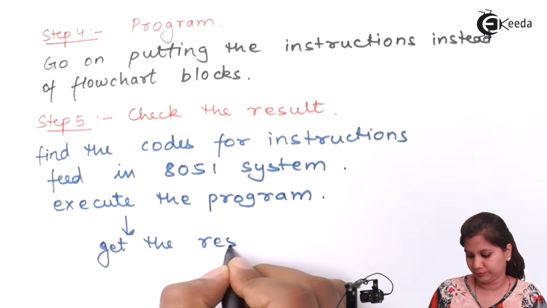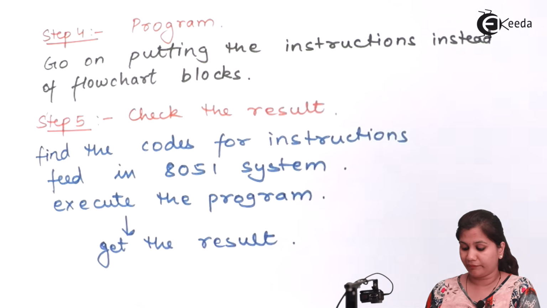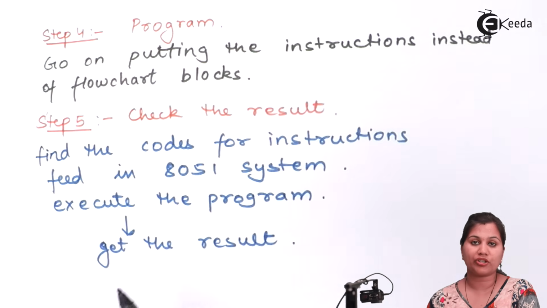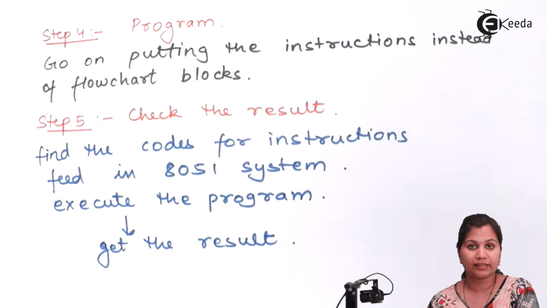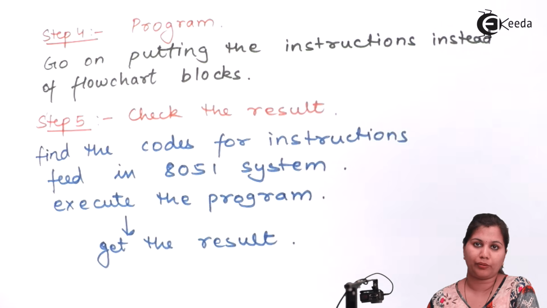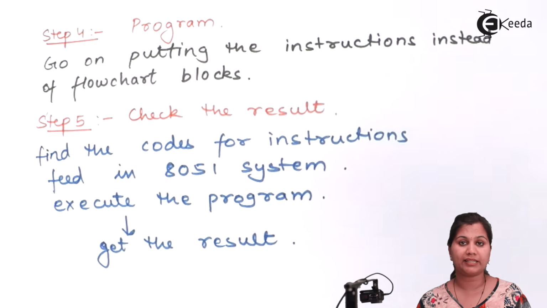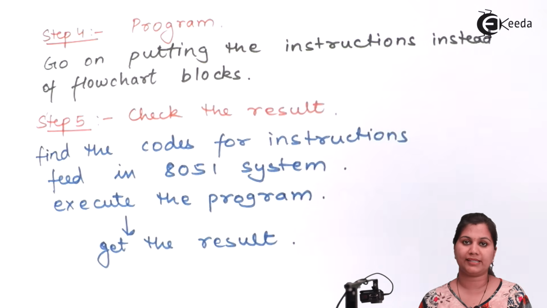And when we are getting the result, we will check whether we have got the correct result. If not, then we have to make the corrections in the program. If we are getting the correct result, it means that we have written the right program. Okay. So these are the steps which are to be followed whenever we are programming the 8051 microcontroller.